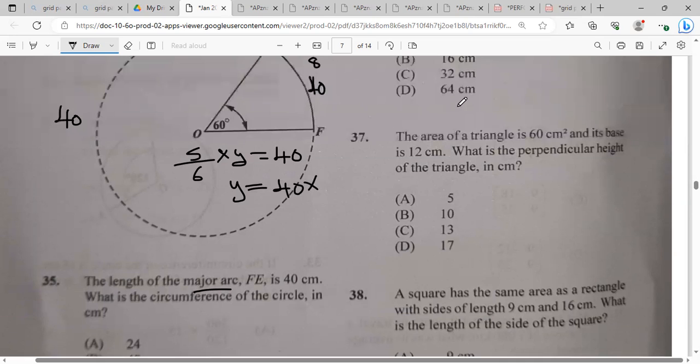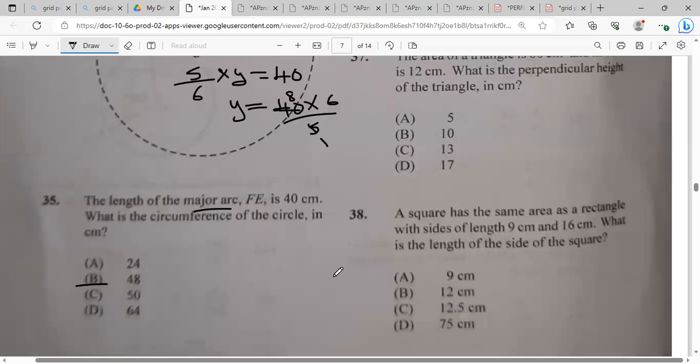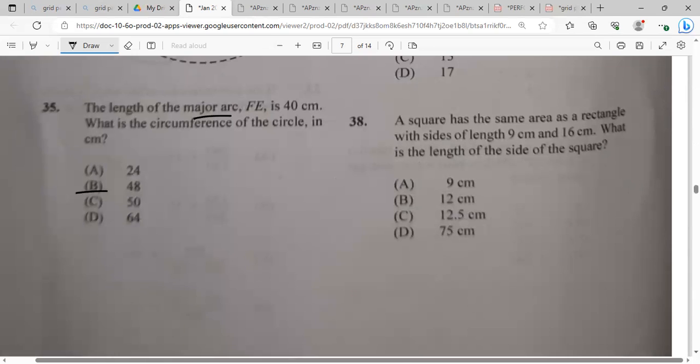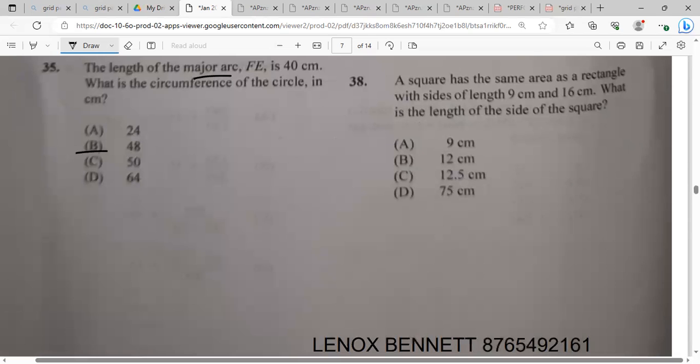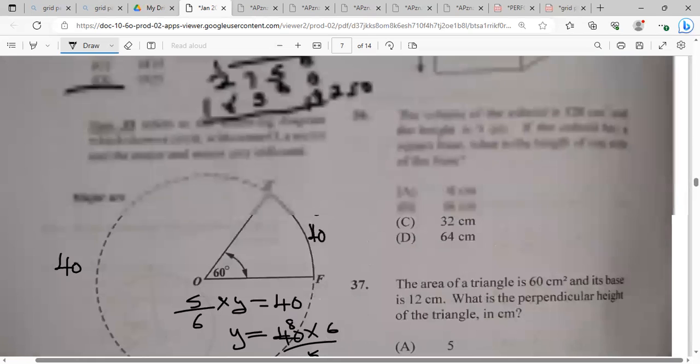Let's see if it works out the other way. 6 divided by 5. 5 into 48, 8, 6, 48. If you're a mathematician, you take long to see that. Joke thing. All right, let's go, guys. Let's go. So that'll be 48.